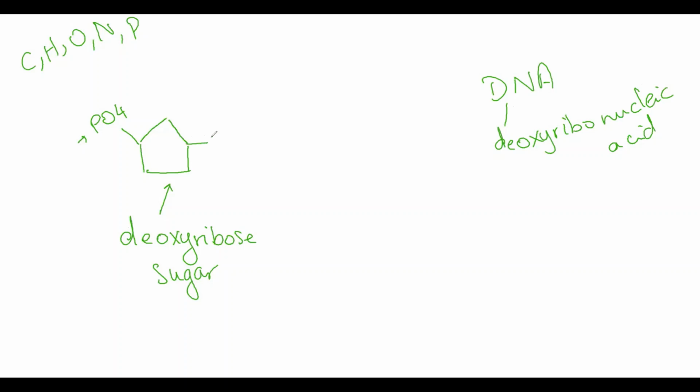And here there is a base, a nitrogenous base, or a base whose main component is nitrogen. So that's why I said it's formed of carbon, hydrogen, and oxygen of the sugar, nitrogen of the base, phosphorus of the phosphate. Now, this structure is called the nucleotide.